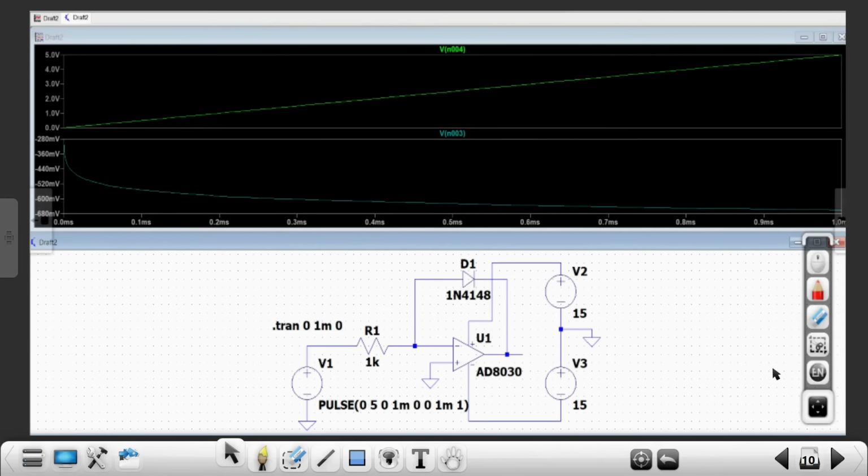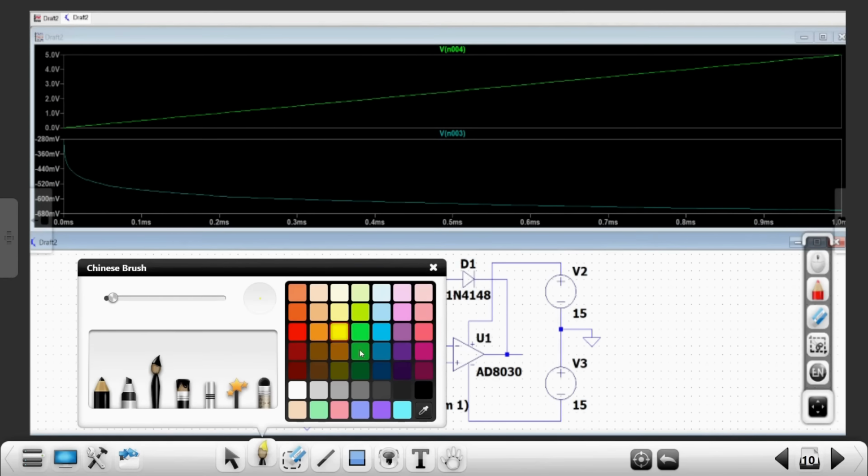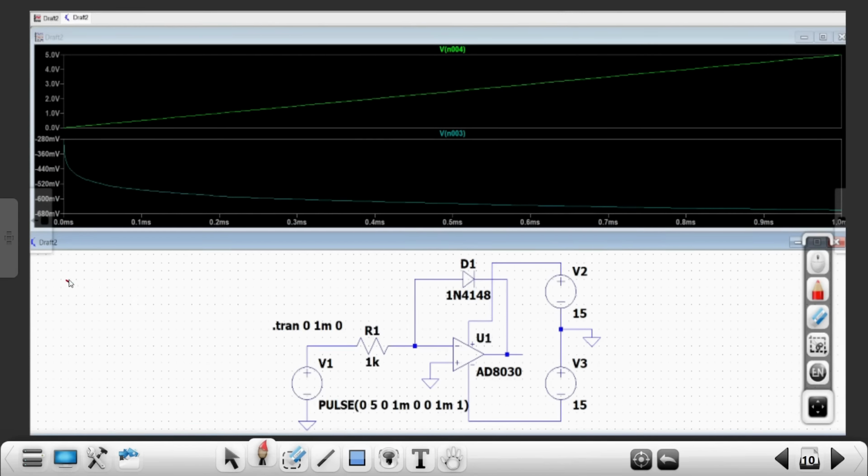Let me just write over here. This particular op amp is highly stable. It is highly stable.